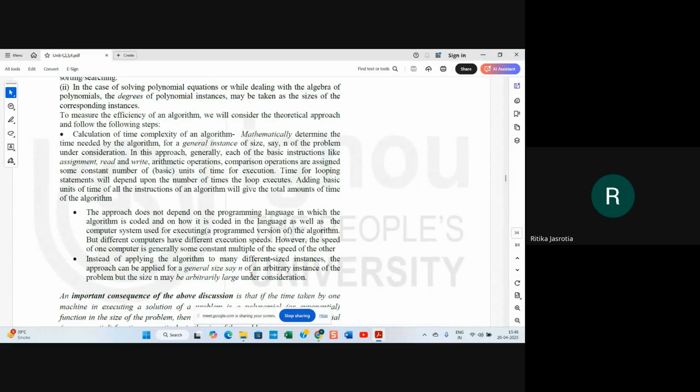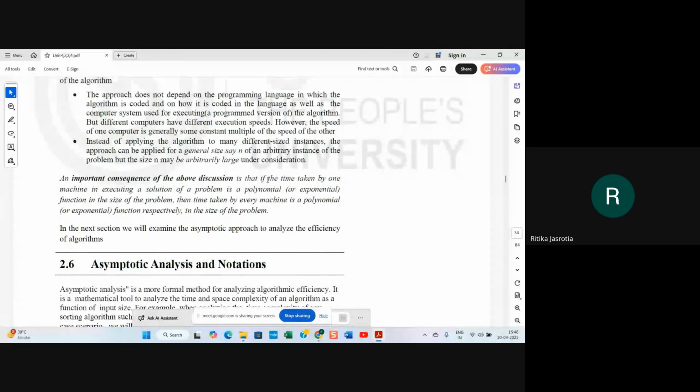An important consequence of the above discussion is that if the time taken by one machine in executing a solution of a problem is a polynomial or exponential function in the size of the problem, then the time taken by every machine is a polynomial or exponential function respectively in the size of the problem. So they are saying that if in one machine the time taken is exponential or polynomial, then in another machine also it will take around this much time only, polynomial or exponential only. That is what they are trying to tell.